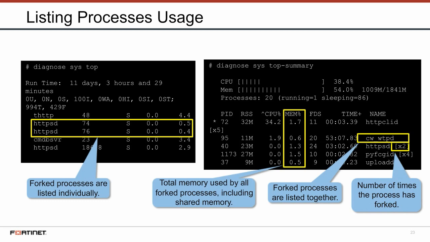They are different. In the diagnose sys top output, child processes are listed individually. But in the diagnose sys top-summary output, all child processes are listed together. The name is marked by an X, indicating how many times a process has forked. Because RAM for all forks, children, is added together into a total, diagnose sys top-summary is better when you need to determine which feature to adjust in order to correct performance. What is forking?